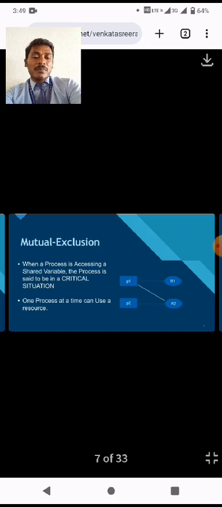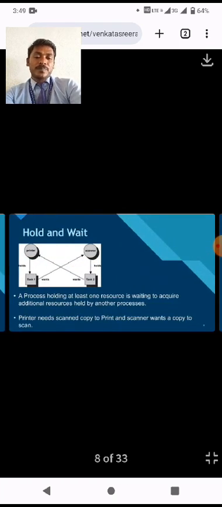One process at a time can use that resource, which means the shared resource. At any particular time period, only one process accesses that resource. Then only is deadlock avoided.